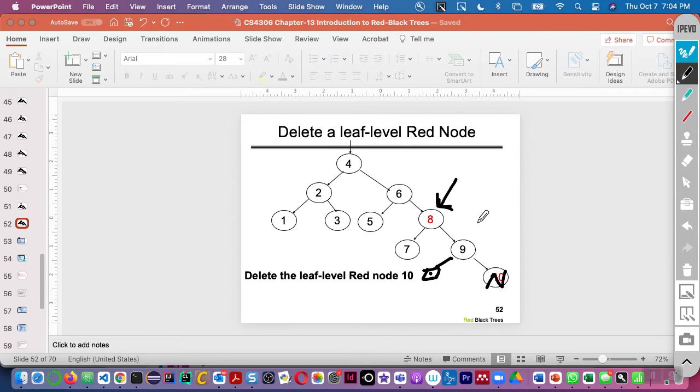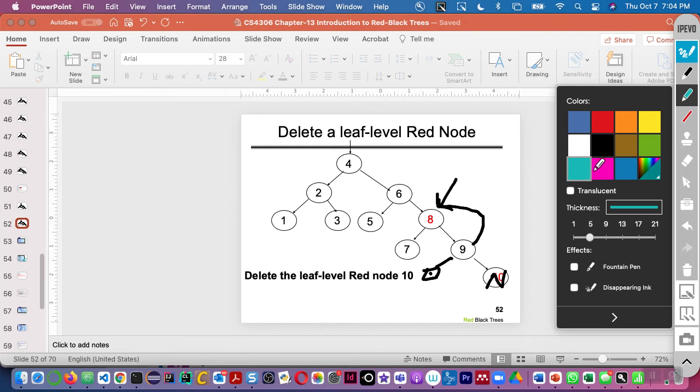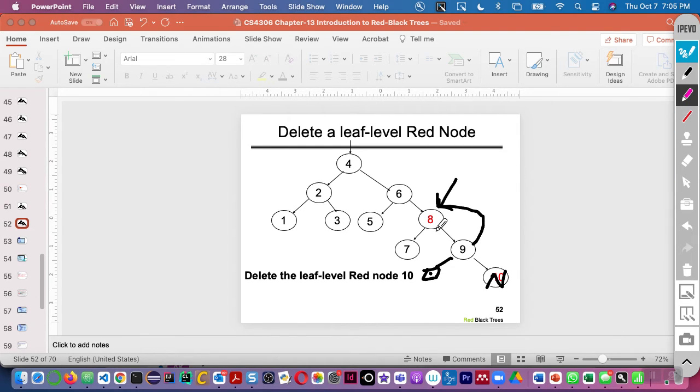So here, number 9 is the successor, right? So number 9 will go over here. 8 will be replaced by number 9. But what about its color?